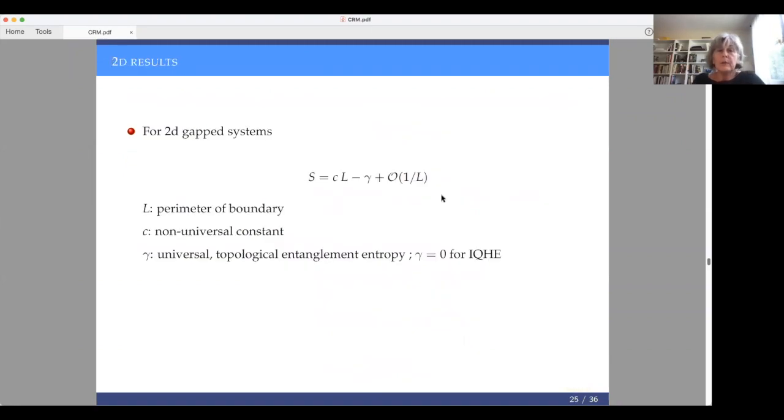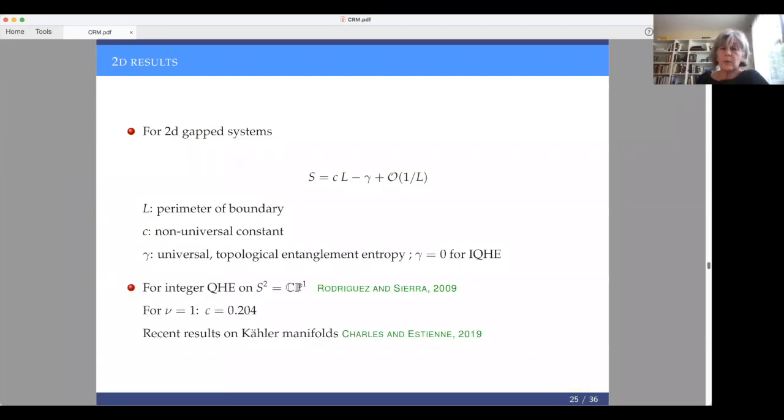Okay, now for two-dimensional gapped systems, there are general results that show that the entropy is proportional to the perimeter of the boundary of the entangling surface. And this is a non-universal constant. And there is also a universal constant gamma, the so-called topological entanglement entropy, which, however, is 0 for the integer quantum Hall effect. So now this was for the integer quantum Hall effect.